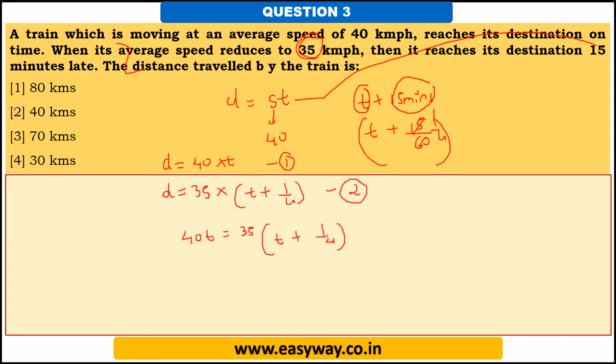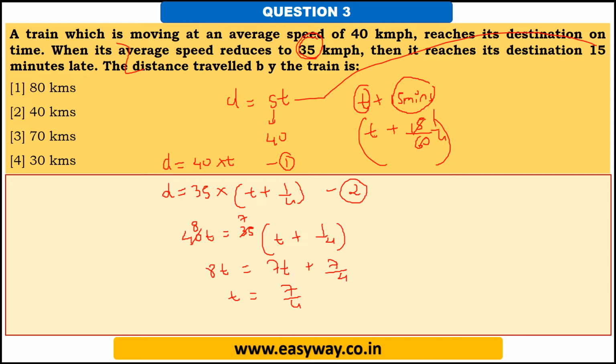Now 1 eights are 5, 8 fives are 40, and this will be 7 fives are 35. So 8t is equal to 70 plus 7 by 4. Now we'll take the 70 on the left hand side, so that will be 80 minus 70 t. So the answer is 7 by 4. That means the correct time is 7 by 4 hours.